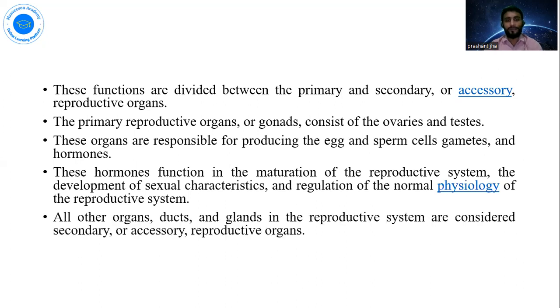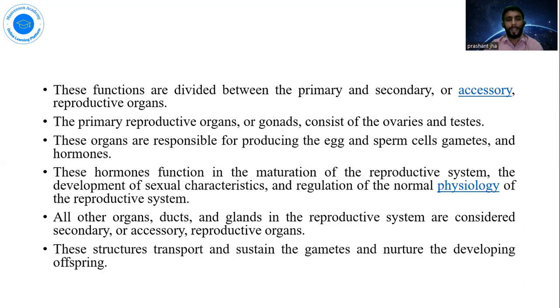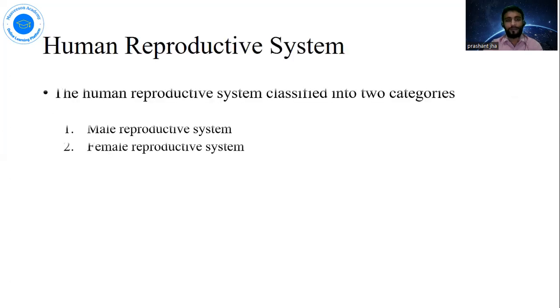All other organs, ducts, and glands in the reproductive system are considered secondary or accessory reproductive organs. These structures transport and sustain the gametes and nurture the developing offspring. The human reproductive system is classified into two categories. First is the male reproductive system, while second is the female reproductive system.